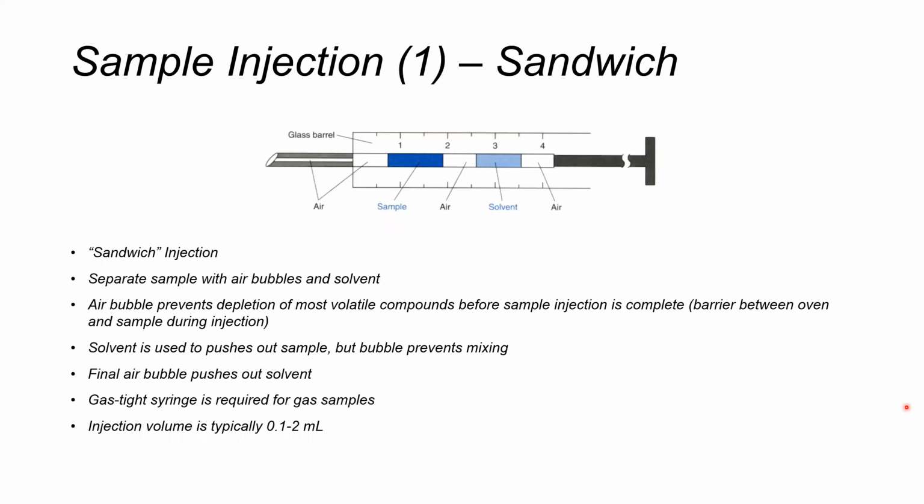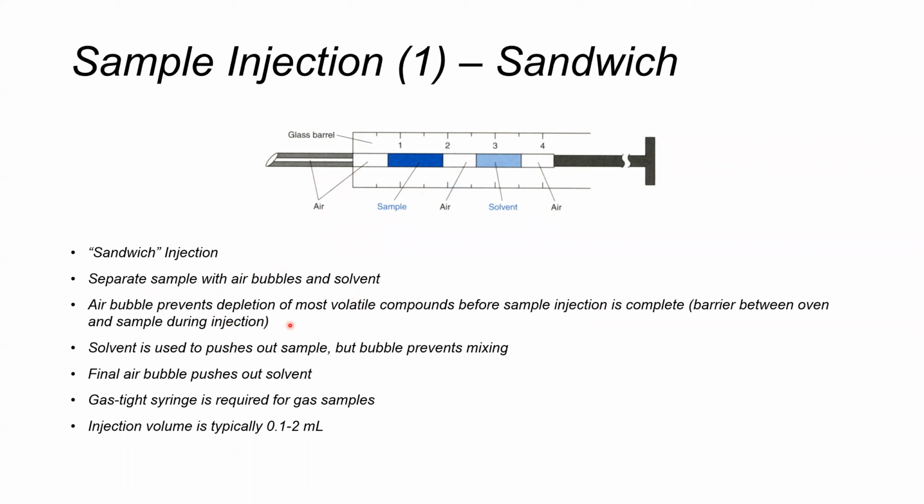So then the way that we inject the sample into our gas chromatography instrument is going to change some of the resolution and the quality of the chromatogram that we get out at the end. So one way to do it is through sandwich injection. This separates the sample with air bubbles and solvent. For example, we have air, then solvent, then air, then sample, then air again.